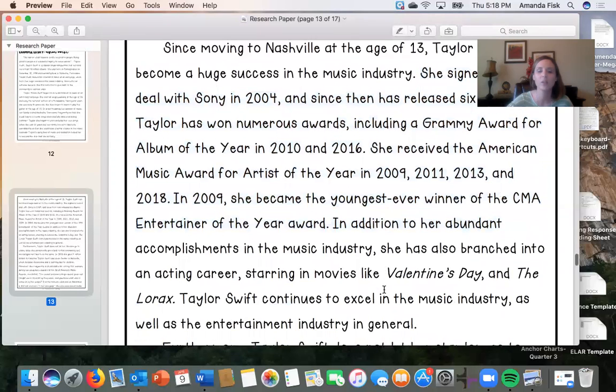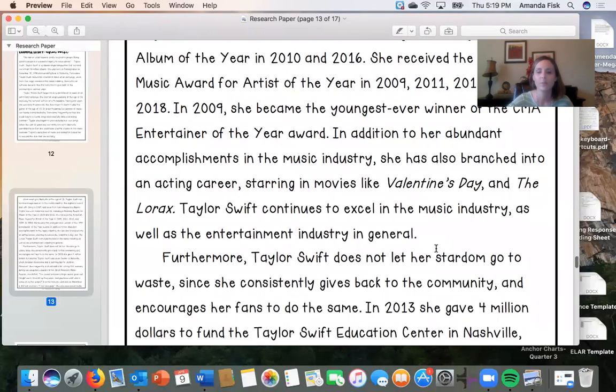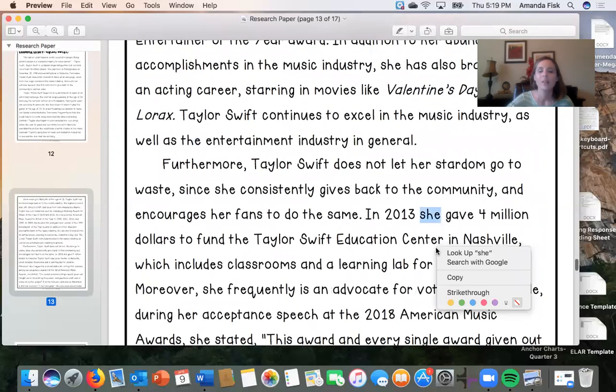So it goes on to say that she was the youngest winner of the CMA Entertainer Award. And in addition to her accomplishments, she's branched into an acting career and been in movies like Valentine's Day and The Lorax. And then it says she continues to excel in the music industry as well as the entertainment industry. So last, for big idea number 3, this is the topic sentence.